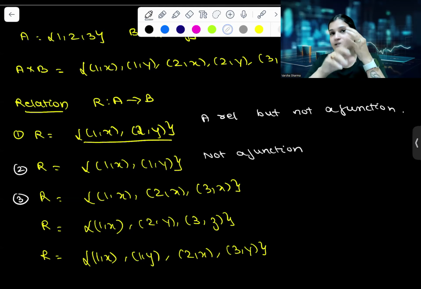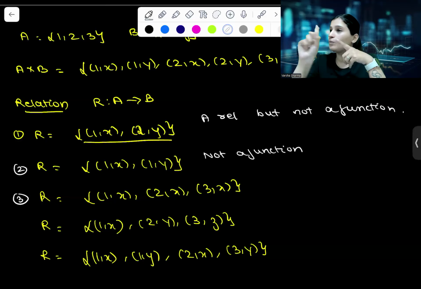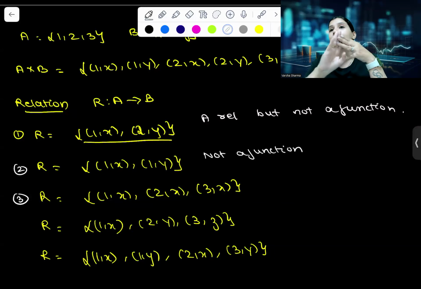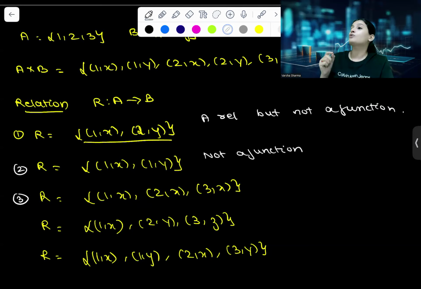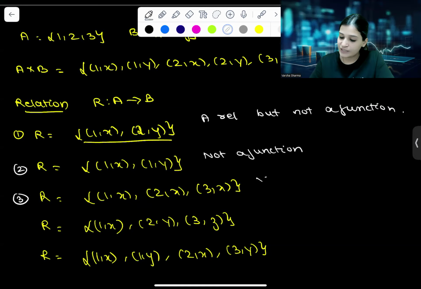Like in example 3. Is 1 paired? Yes. Is 2 paired? Yes. Is 3 paired? Yes. So my first criterion is satisfied. All of them are paired; none of them is left unattended. My second criterion: they can only be paired with one element, whosoever. So 1 is paired with how many people? 1. 2 is paired with only 1. 3 is paired with only 1. I don't care who. So according to both my conditions, the entire definition of function is satisfied. So yes, it is a function.